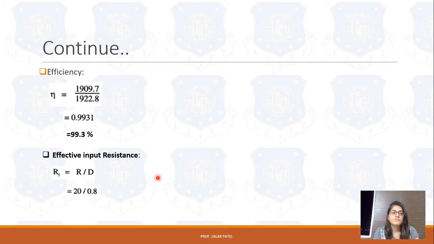For the effective input resistance, it is simply R upon D. The resistor is given as 20 and the duty cycle is 80%, so 0.8. So 20 upon 0.8 becomes 25 ohm. So this is another example related to the step down chopper.